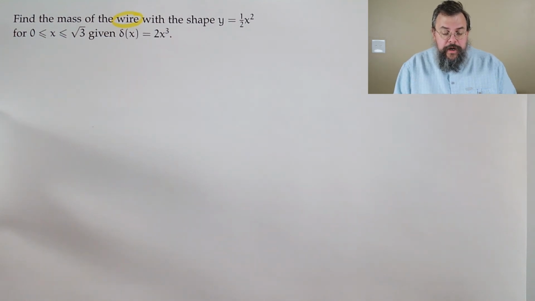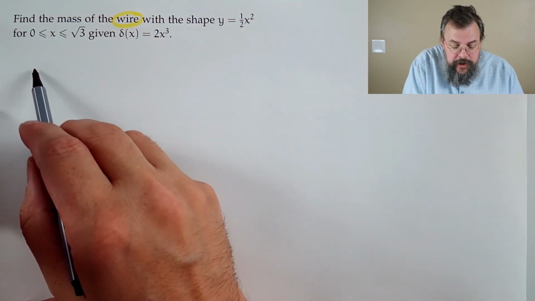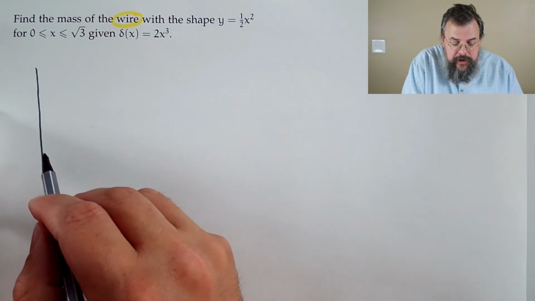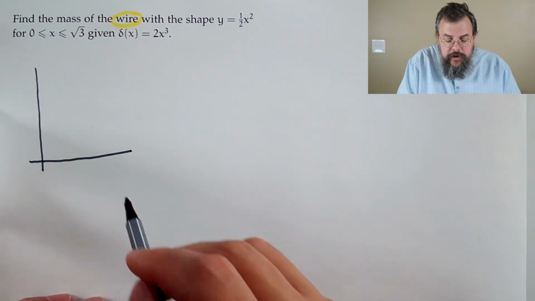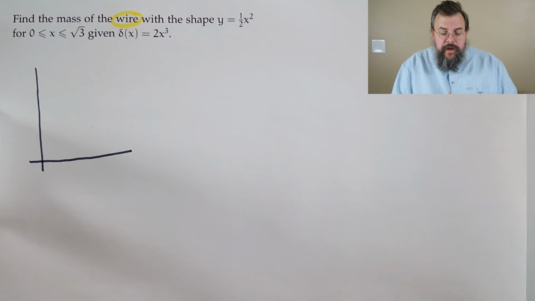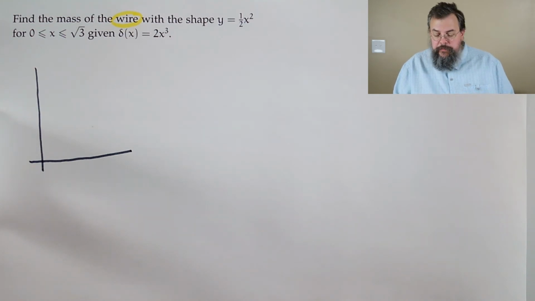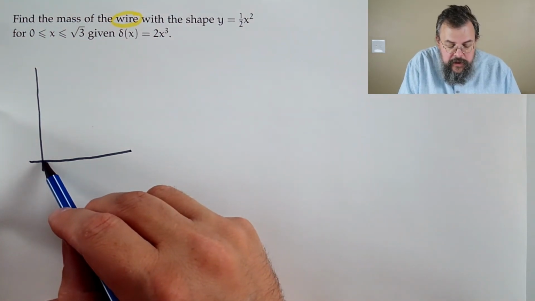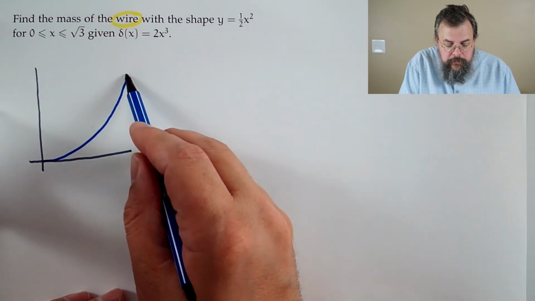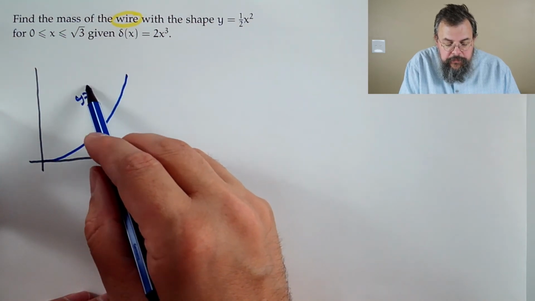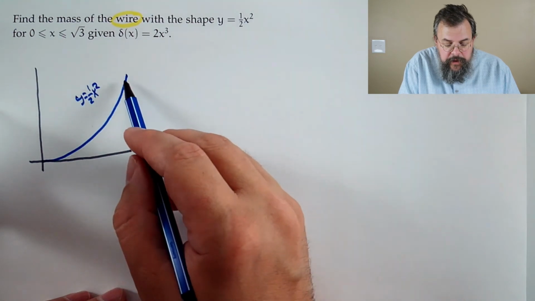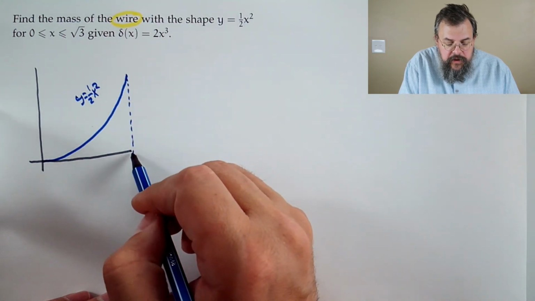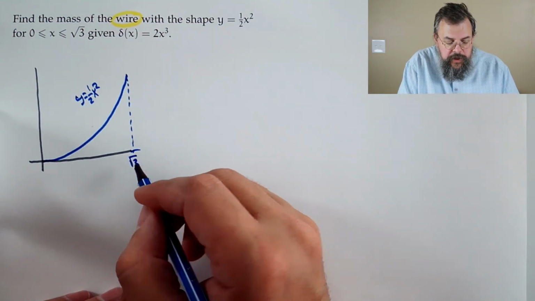So let's draw our wire. So our wire says we have our curve, the wire that it's bent, is a half x squared. So it would look something along the lines of the following. A half x squared. All right. And we go from 0 to root 3.